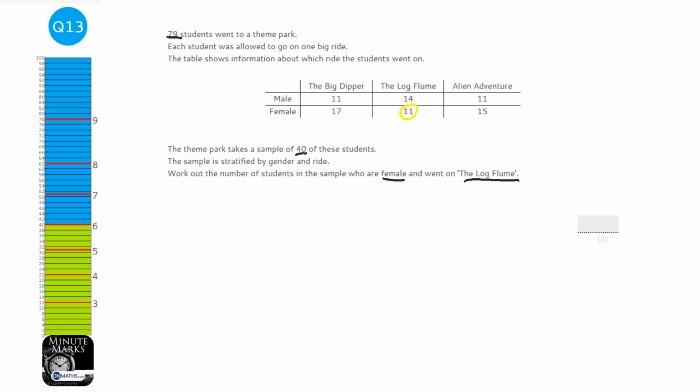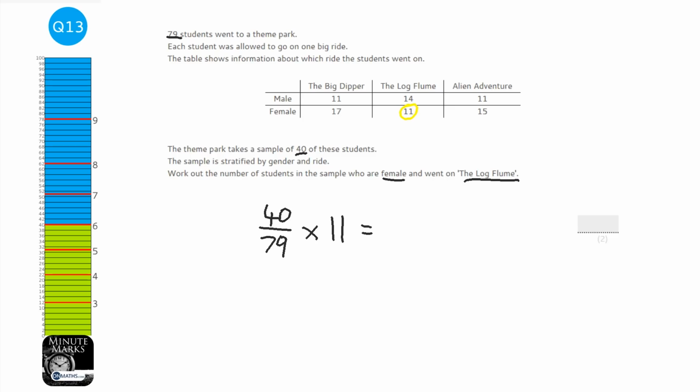So our sample as a fraction of the whole is 40 over 79. That's the fraction that we want of each of the 6 groups of people. The male who went on Big Dipper, the male who went on the log flume, etc., and the females who went on those rides. So the first thing to do on a stratified sample is find out the fraction of the amounts of people that you need. And we want that fraction of 11. So just times it by the amount that we're interested in.